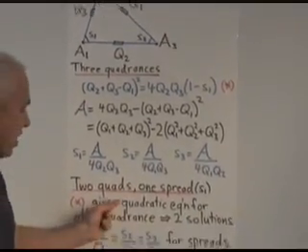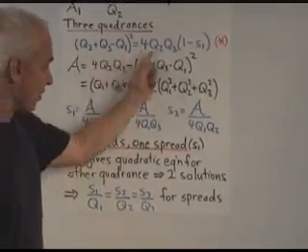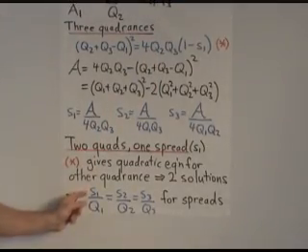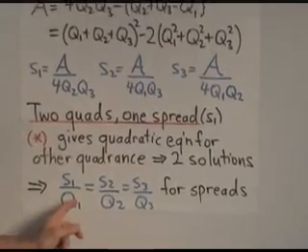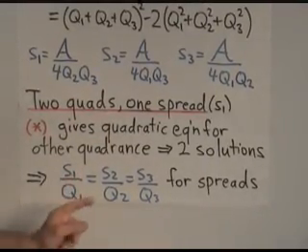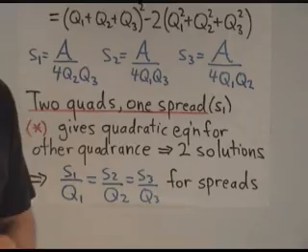Once we've got all 3 quadrances, then we can use the spread law to find the other spreads. Because if you know all those 3 quadrances and one of the spreads, then you can quickly calculate the other 2 spreads.